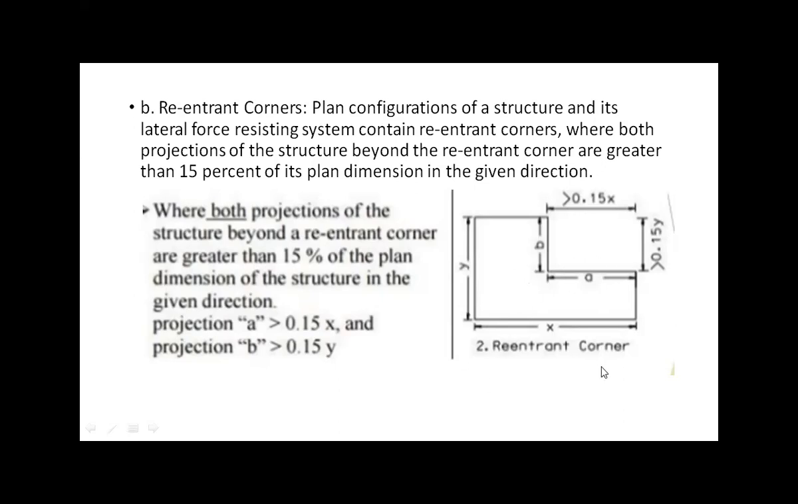So you will understand from this figure only. The projection of the re-entrant corners should be like this with respect to this rule, 0.15, meaning 15% of the plan dimension. And if these types of projections are more than this, they will affect the structure, and that will become an irregularity in the plan for the structure.